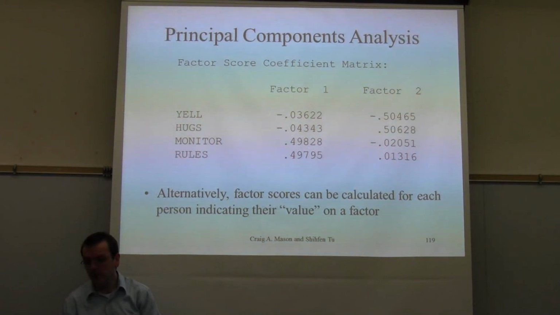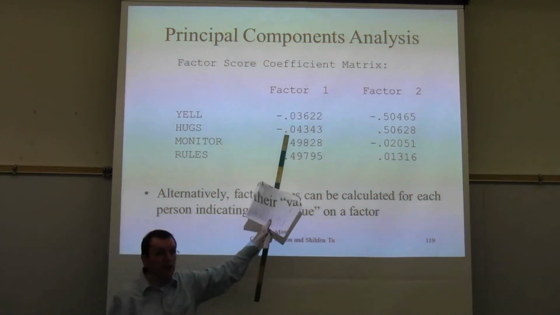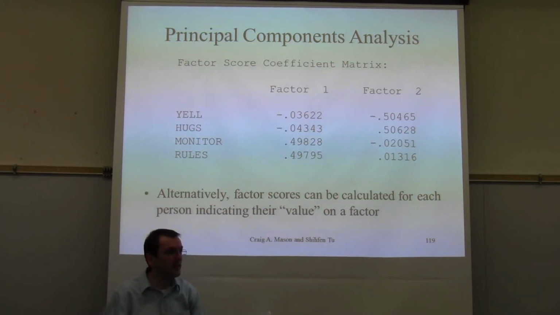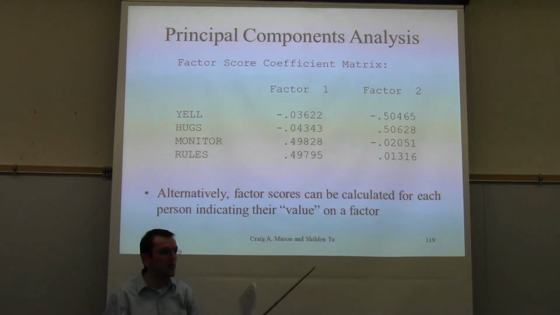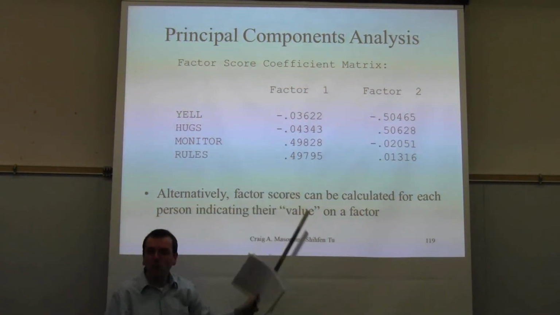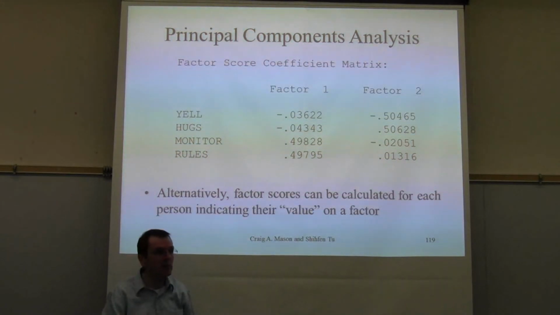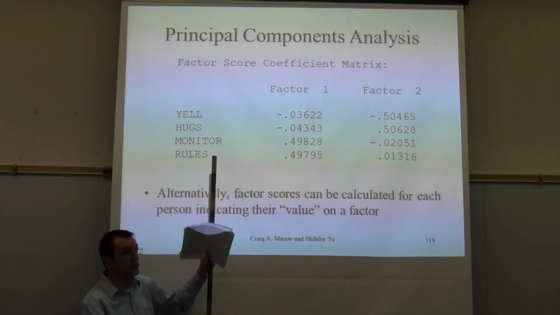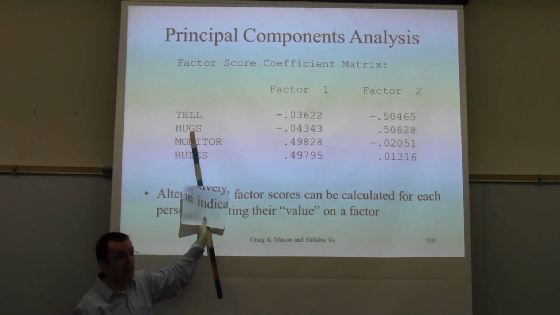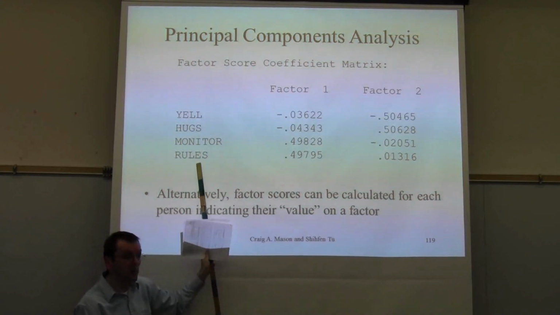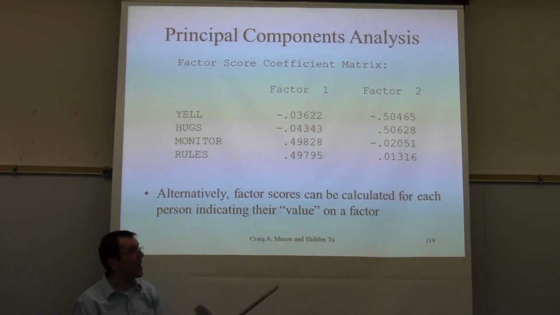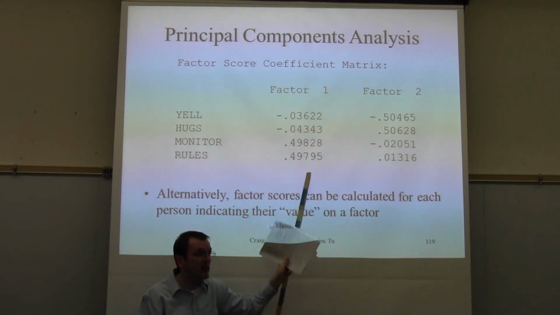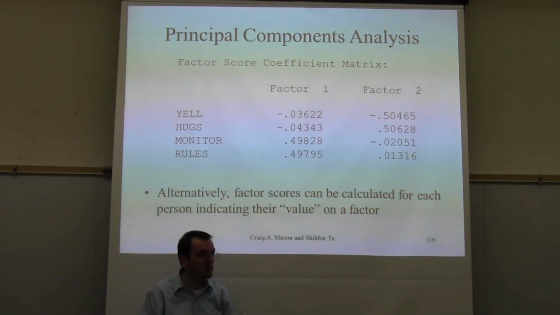The challenge using factor scores is it's more computationally messy. Summing up two scores, or taking the average, is pretty simple, straightforward, very clean. The factor scores tend to change more sample to sample. Even if we both do a study with different samples, we'll probably get yelling and hugging on one factor and monitoring and rules on one factor in both samples. But these weights could be somewhat different. So it doesn't translate as easily from study to study.